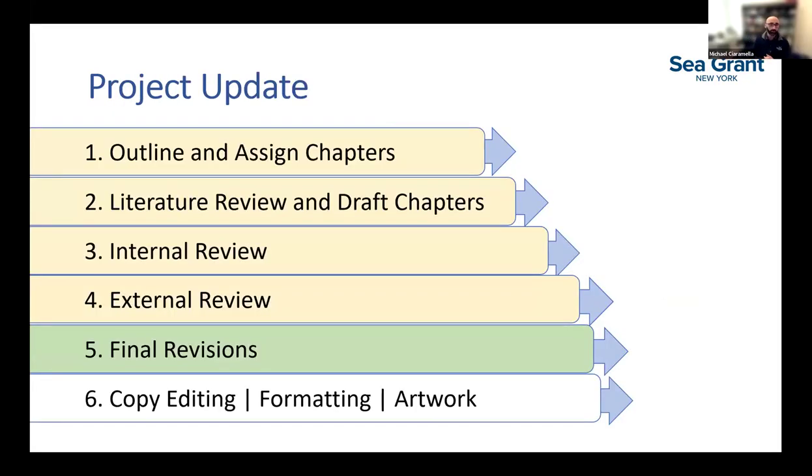All those in yellow, our first 4 steps highlighted here, are complete. We've gone through drafting the chapters, did an internal review, and shared those for external review. We received 15 external reviewer comments and feedback representing various agencies, industry, and academic institutions across the US. The team of core authors and leads is working through the final revisions of each of those chapters as we speak. We're then going to be entering that final stage where we're looking at final copy editing and ultimately formatting of that guide for consistency, also the drafting and development of some artwork.